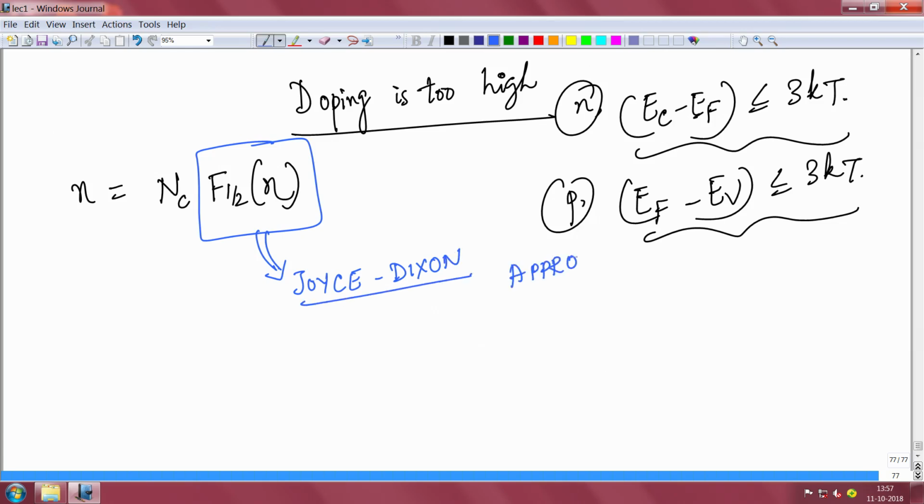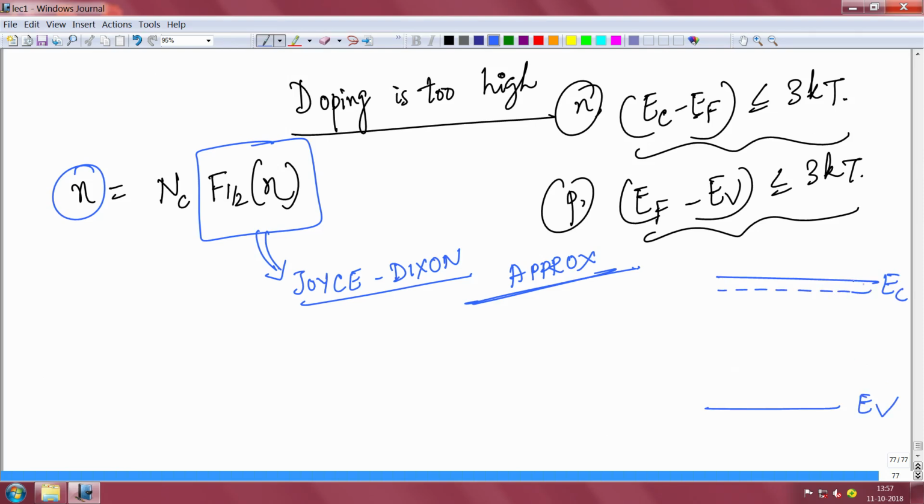And this Joyce-Dickson approximation will basically help us to calculate the carrier concentration when your doping is high. Suppose I am giving you a practical problem where your conduction band and your Fermi level are very close. I tell you that this distance is only 50 meV. Okay, what do you do now? How do you find out n? I tell you that Nc is, say, 10 to the power 19. How will you find out n now?